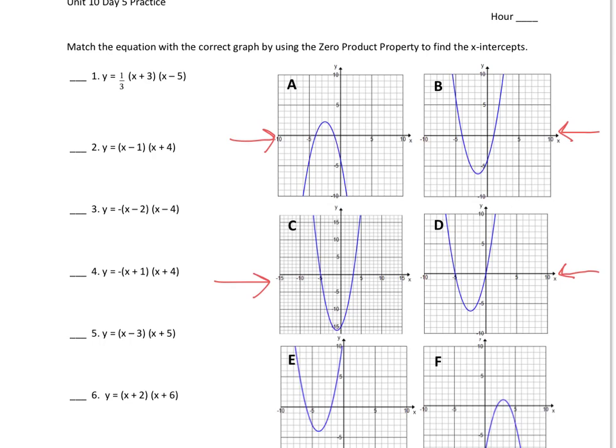So I'm just going to start with number 1. Number 1 is in factored form. You have 3 things being multiplied together. You have 1/3 times x plus 3 times x minus 5. So that is factored form. To use the zero product property, you set each factor equal to 0 and solve. So I'm going to do that. I'm going to take 1/3 equal to 0. I'm going to take x plus 3 equal to 0, and I'm going to take x minus 5 and set it equal to 0.